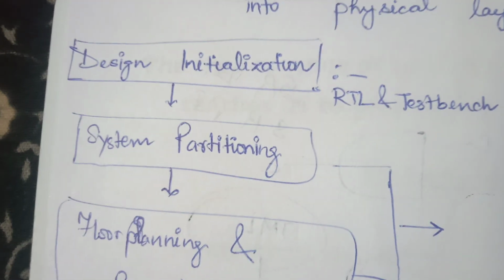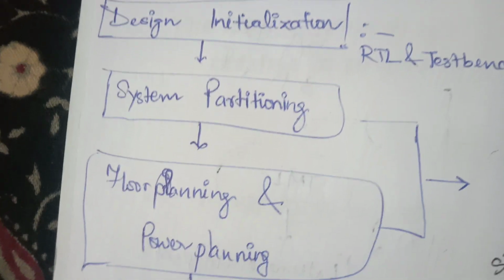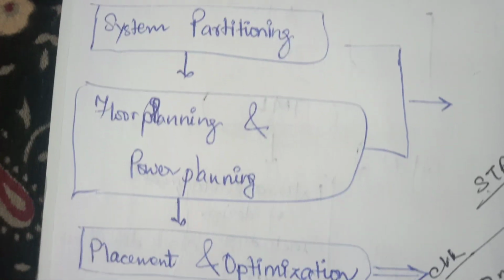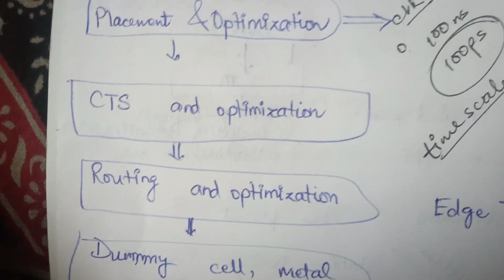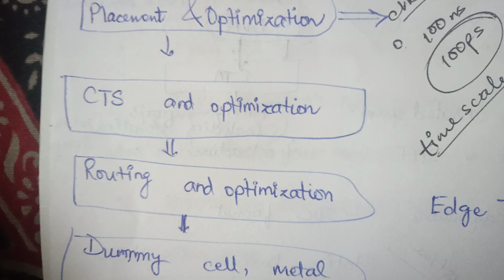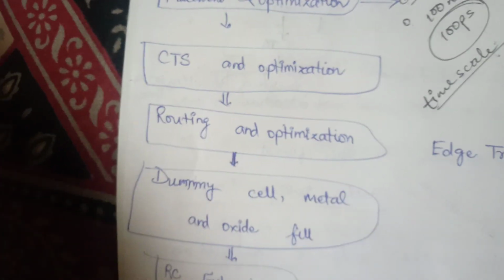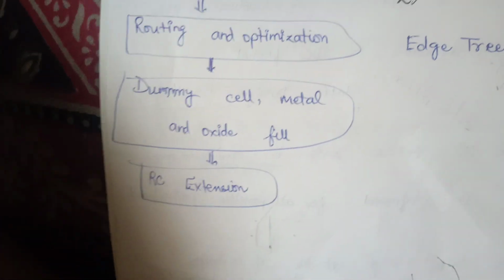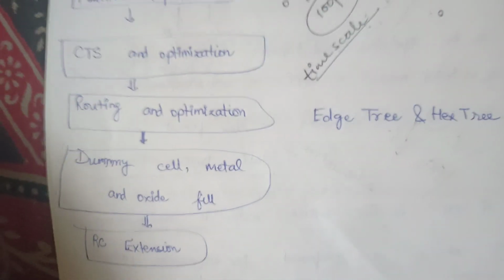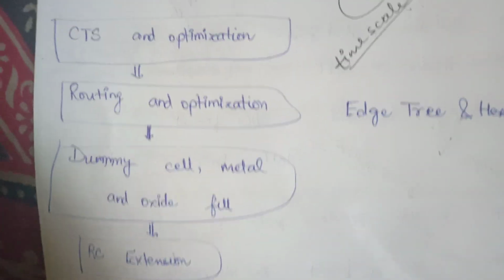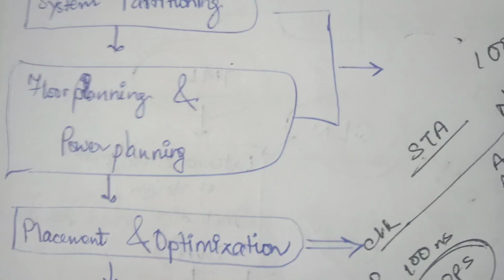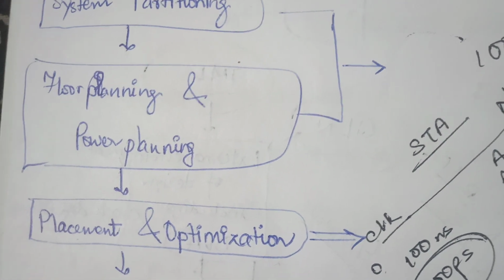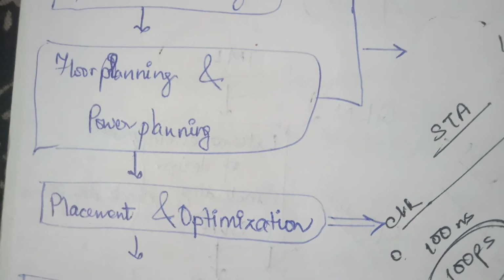Here we go through the design initialization. When you design, we go through system partitioning, floor planning and power planning, placement and optimization, clock tree synthesis and optimization, routing and optimization, dummy cell, metal and oxide fill, and RC extraction. These all are H3 and Hex3. The timing scale we use is 100 picoseconds or 100 nanoseconds. PD is the process of translating the circuit schematic GLN into the physical layout GDS2.